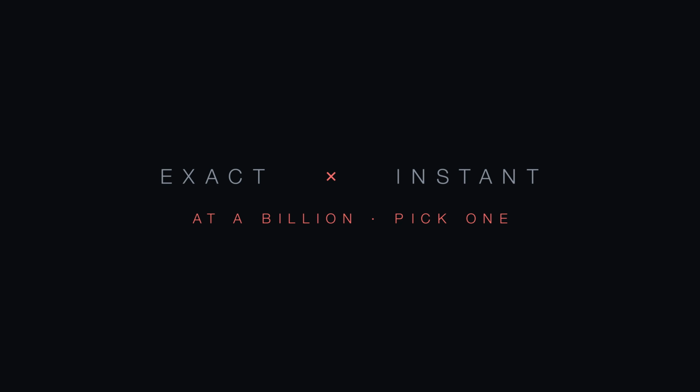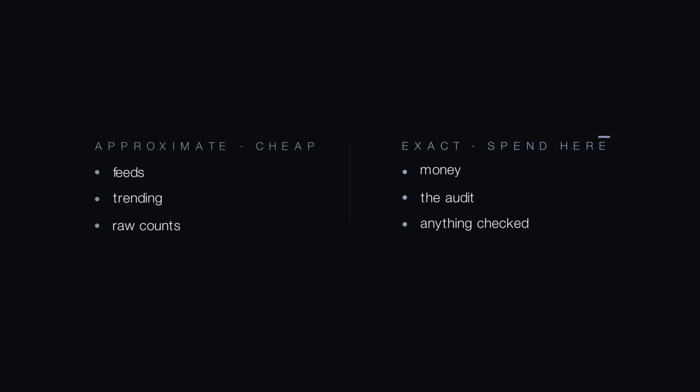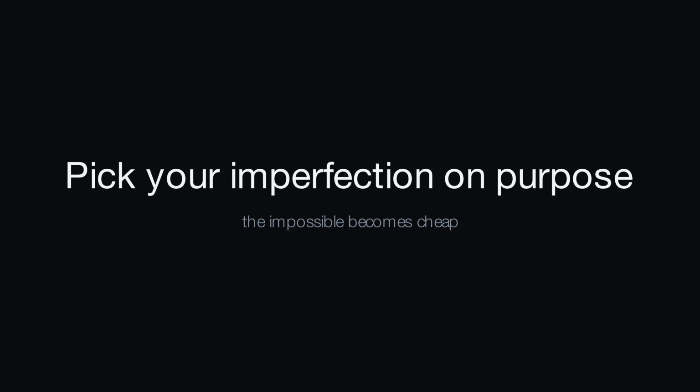And this is bigger than view counts. Almost every hard scaling problem ends the same way. You want the answer to be exact, and you want it right now, and at a billion of anything, you simply cannot have both. So you choose. You decide where a little wrongness is harmless, and you spend your accuracy where it actually matters, on the money, on the audit, on the things people will check. Get that trade right, and the impossible turns cheap.